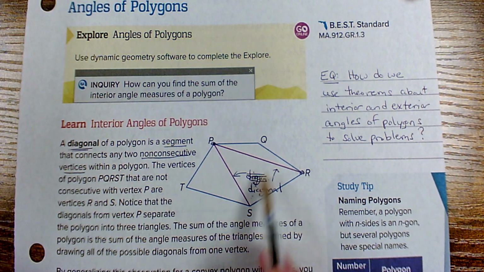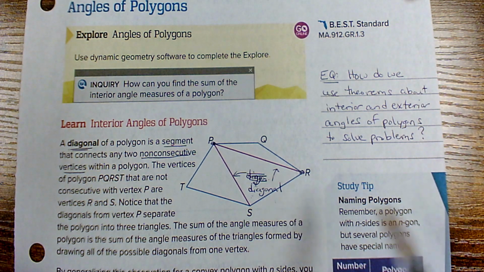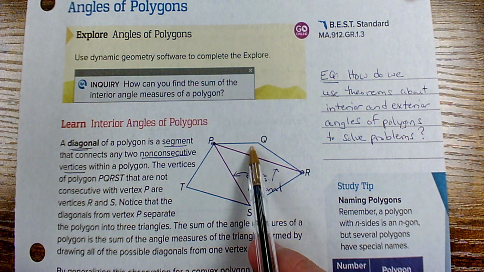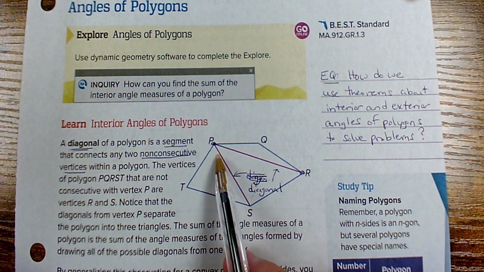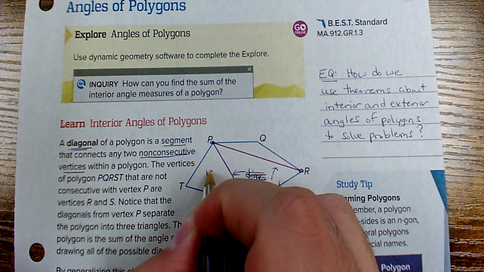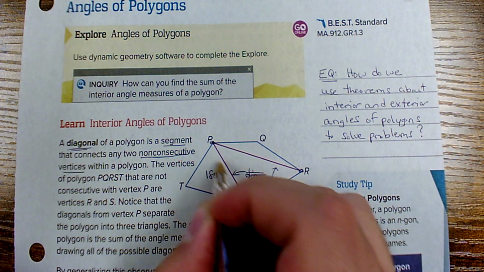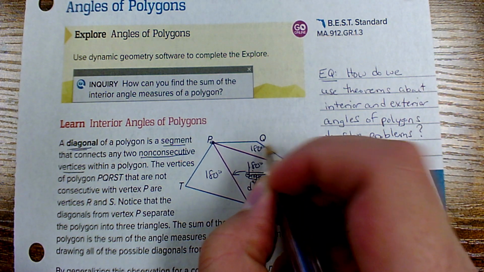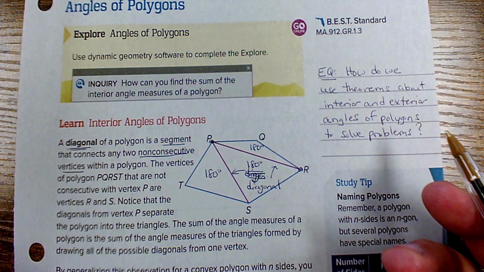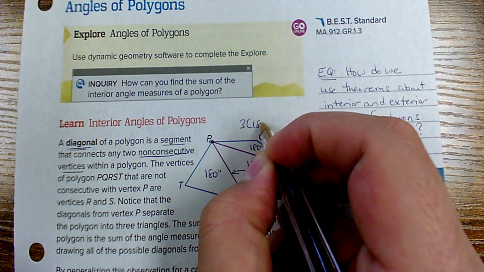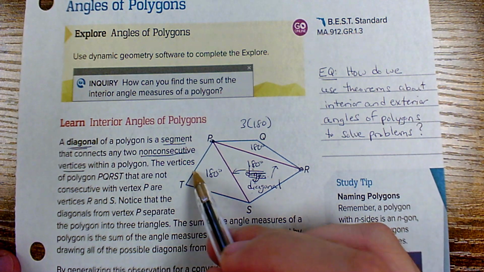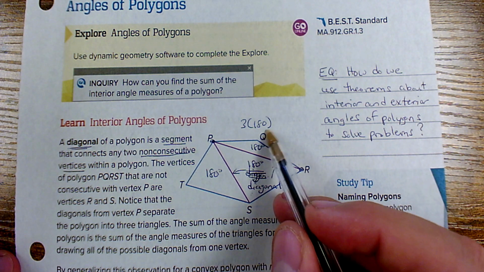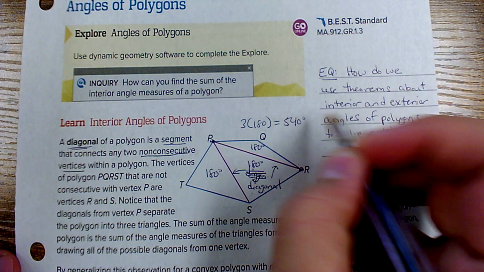Because you can break this pentagon into triangles, there are 3 triangles that can be formed. And we know that the sum of the angles in any triangle is 180. So for this triangle, we have 180 degrees for all 3 angles. For this triangle, we have another 180. And for this one, we have another 180. That means we have a total of 3 180s. So the angles inside this pentagon add up to 3 times 180, or in this case, 540 degrees.